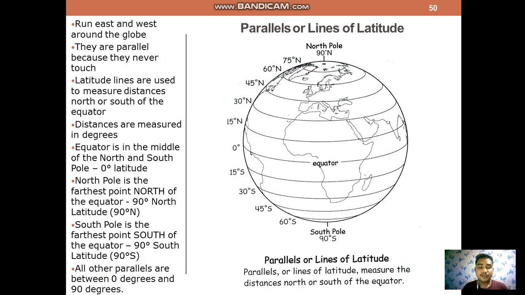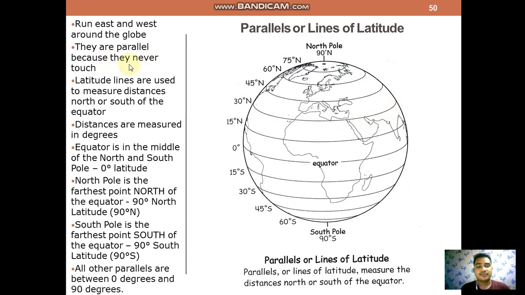So here are some notes on the parallels and meridians. Parallels, or the lines of latitude, run east to west around the globe. They run east to west. So east to west. They are parallel because they never touch.